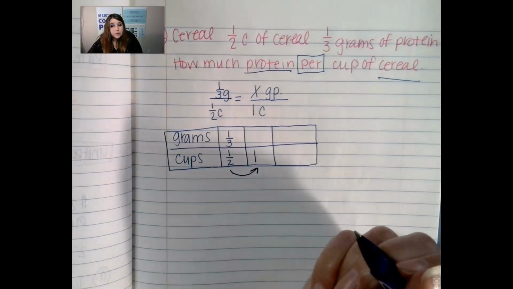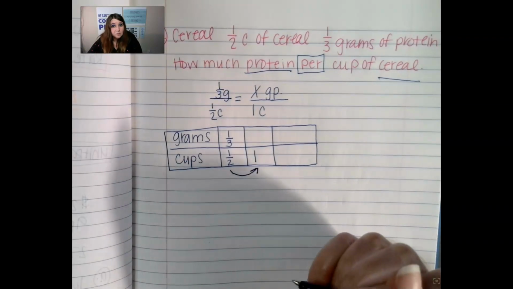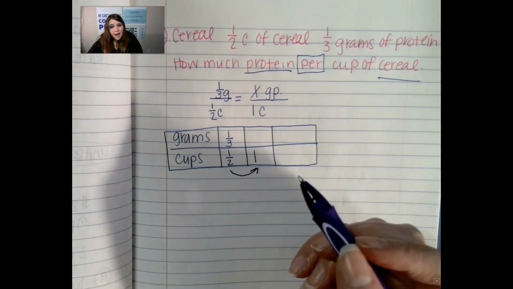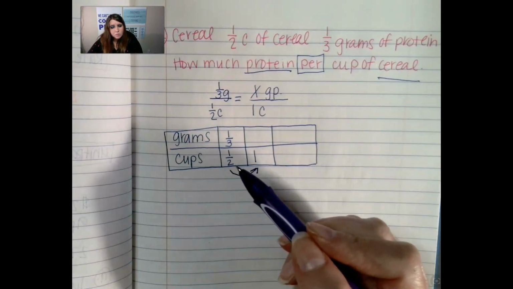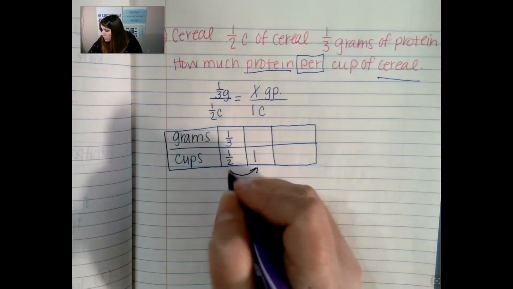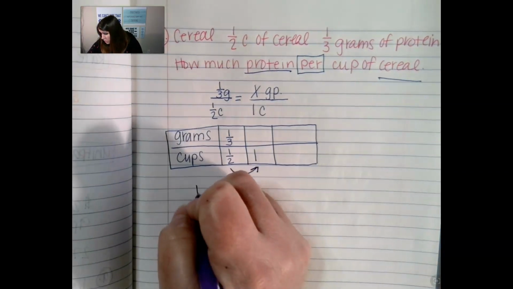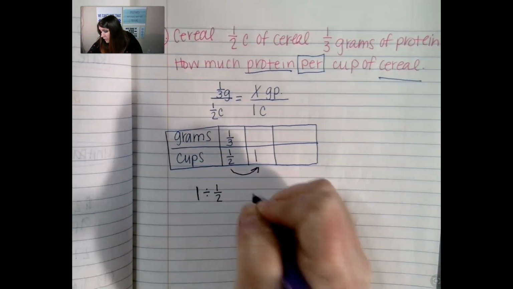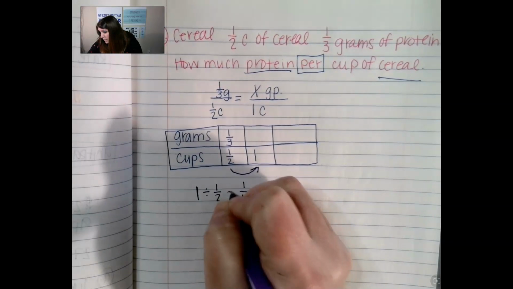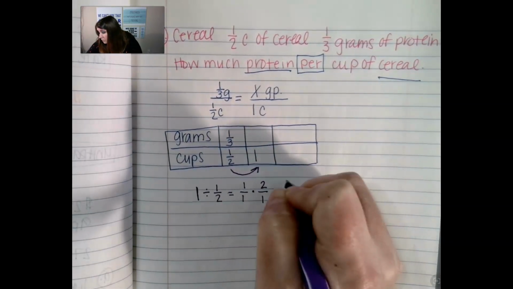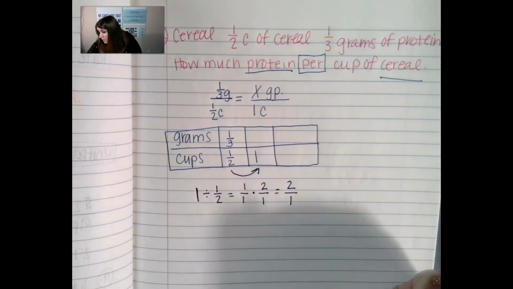Well, I could do 1 divided by a half, and that gives me 2 halves in a cup, right? Or I could say, what do I have to multiply a half by to get to 1 cup? Well, I could do 1 divided by a half, and then we have 1/1 divided by 1/2, and that equals 2/1.